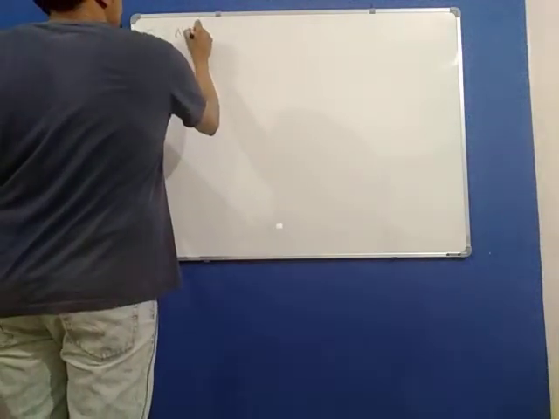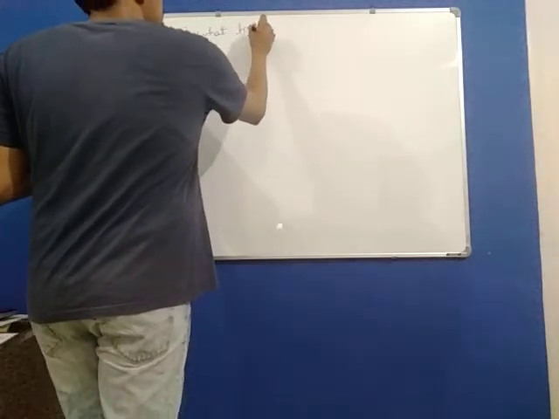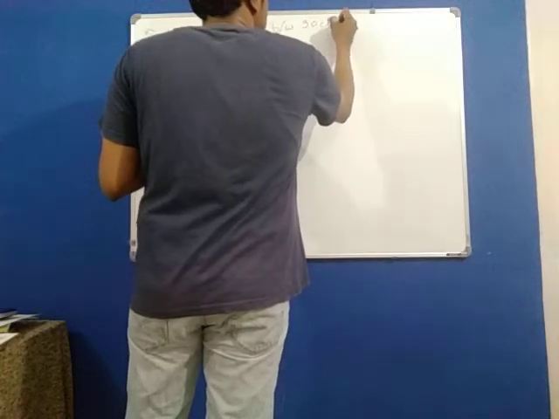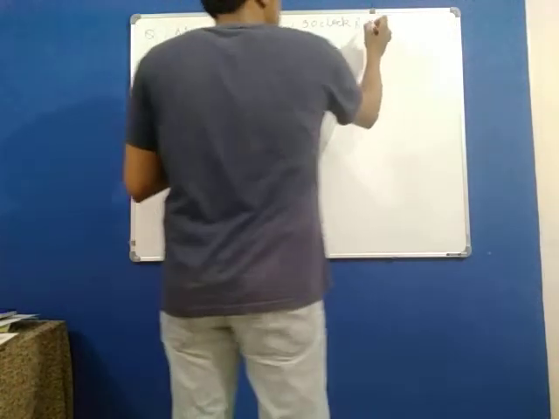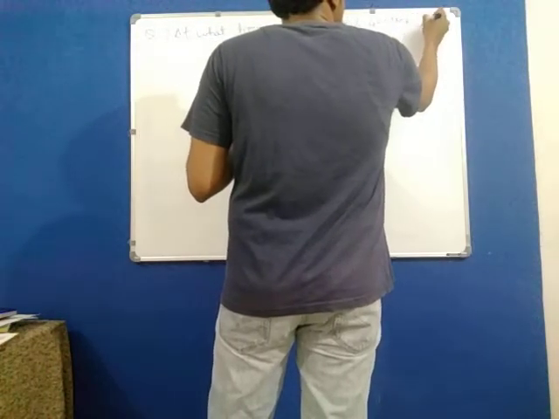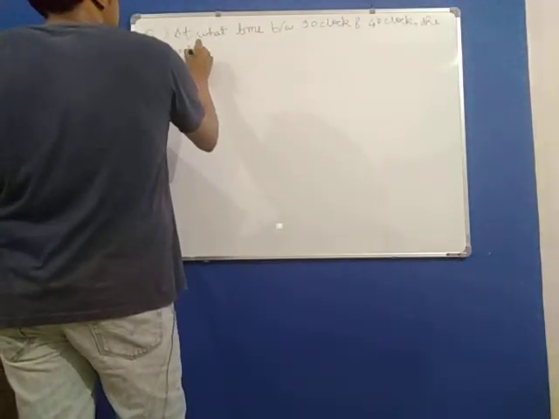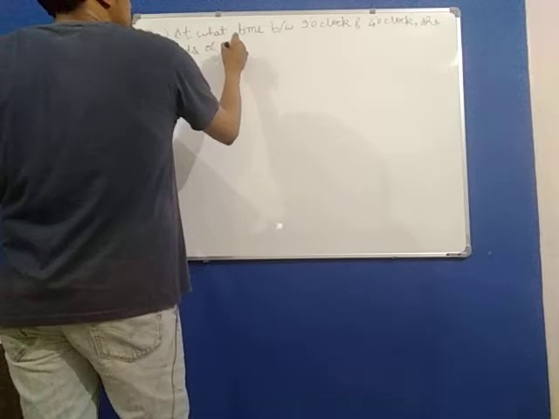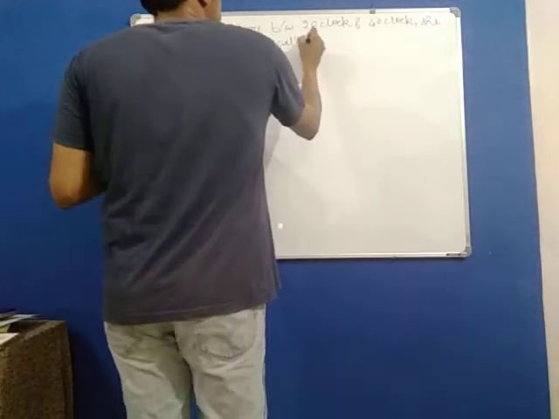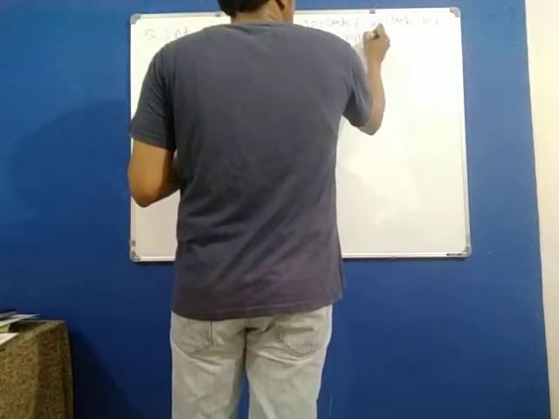The question is that at what time between 3 o'clock and 4 o'clock the hands of the clock will be at right angles.